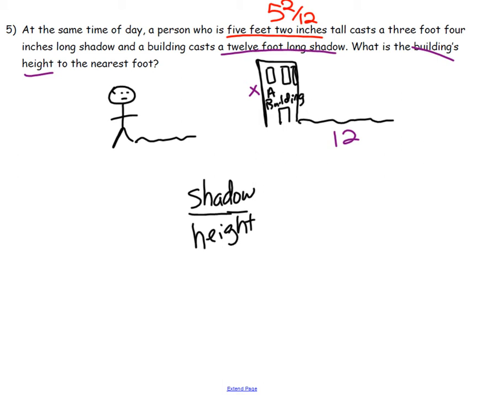And his shadow is 3 feet 4 inches. So that would be 3 and 4 out of 12, okay? Because 4 inches out of 12 would make a whole foot.